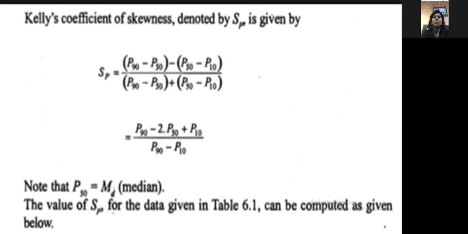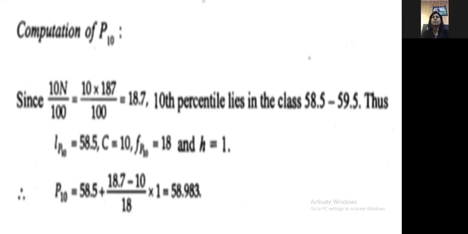The value of SP can be understood with the help of a table and an example, to see how to calculate it. Firstly, we will calculate P10. The value of P10 is calculated as 10 times N divided by 100, where N here is 187. So we multiply 187 by 10 and divide by 100. We get the 10th percentile, which lies in the class 58.5 to 59.5.